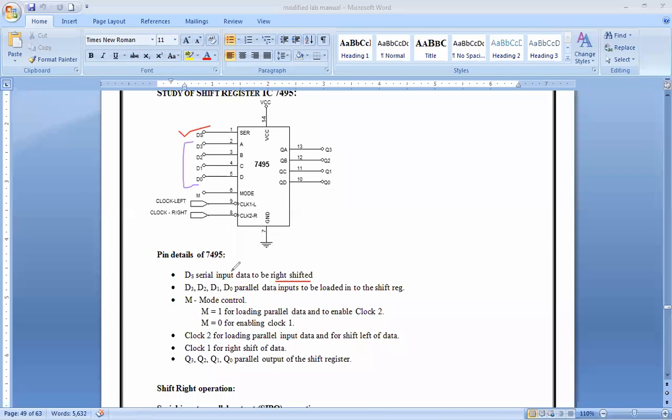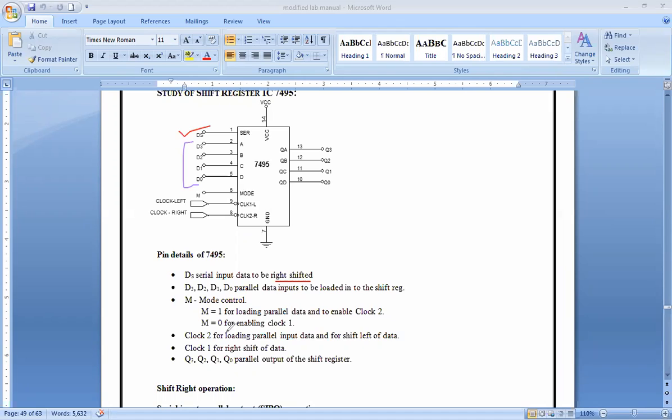Next, we have something called M, which is called mode control. When we give one, then the parallel loading of data happens, and clock 2 is enabled. This clock 2 will shift right, and when I enable clock 1, it will shift left. So based on the mode: when M is equal to 1, clock 2 is enabled, which means the shift right operation happens. When M is equal to 0, clock 1 is enabled and shift left happens.